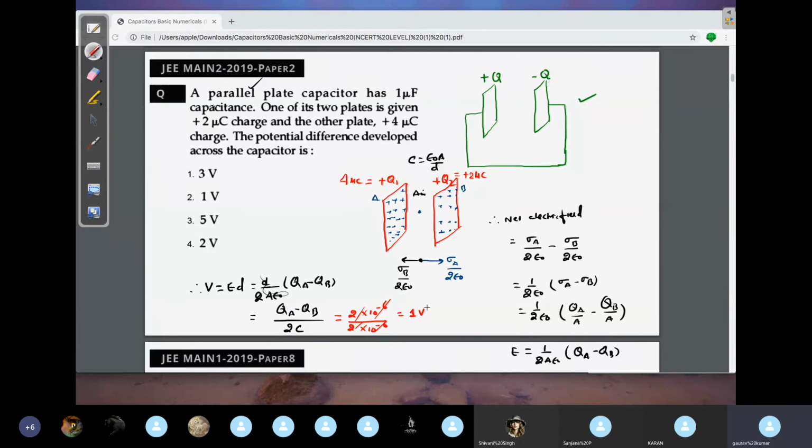You can see a very elementary question here. You can't say that you have not studied it. It's given in the NCERT textbook. You have studied this earlier also, right? Now if you just put sigma A as plus sigma, sigma B as minus sigma, you will get sigma by epsilon naught here.